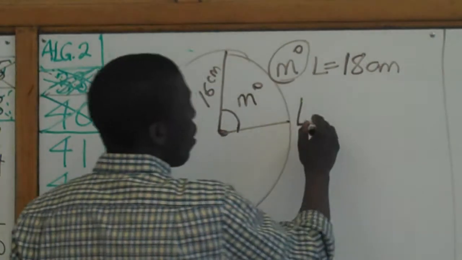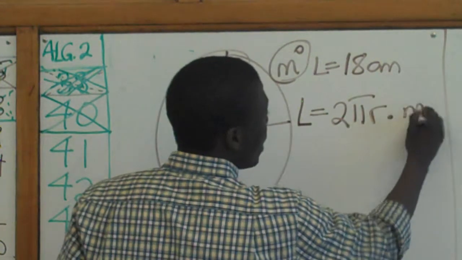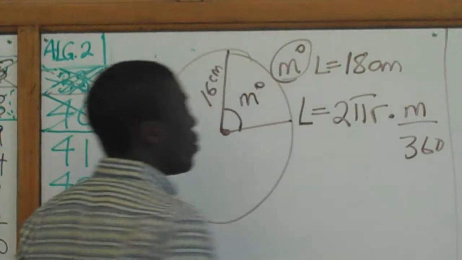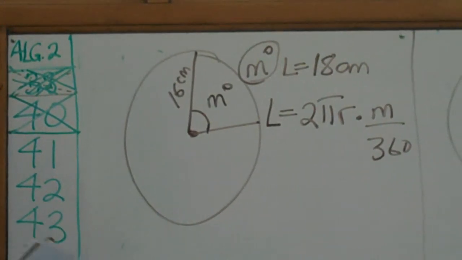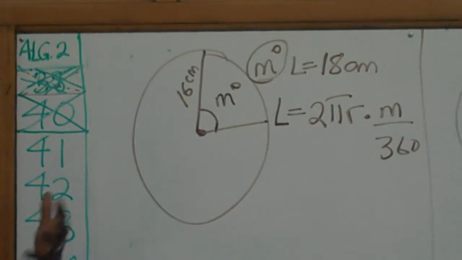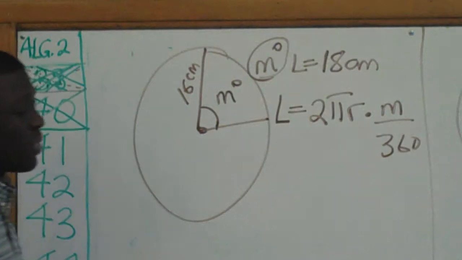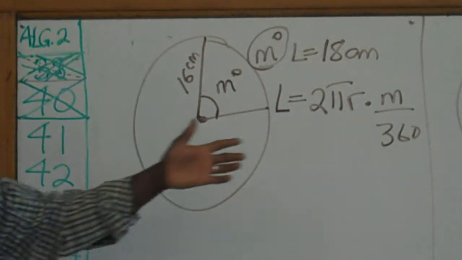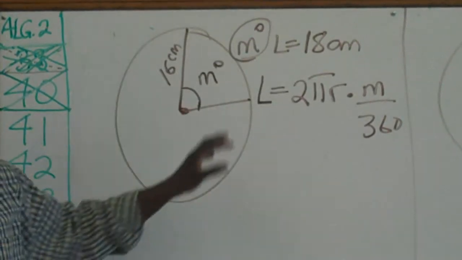The length of the arc is 2 pi r times m over 360. Notice that the length of arc and area of sector formulas are similar to the circumference and the area of a circle formulas. They're similar. The difference is that it's times m over 360. The interesting fact is, if m is 360, then you would just be finding the circumference of the whole circle.